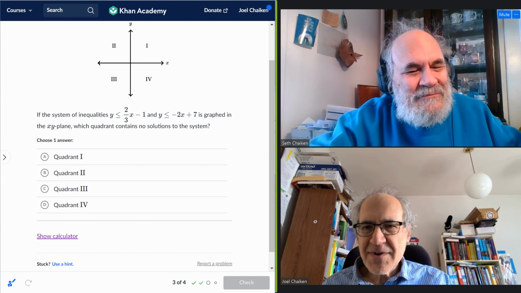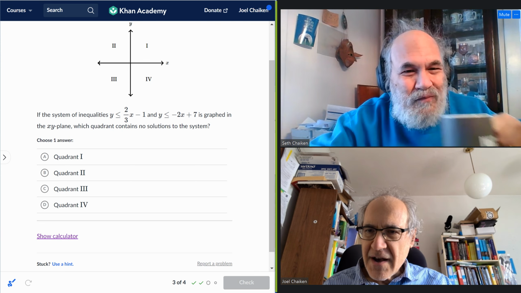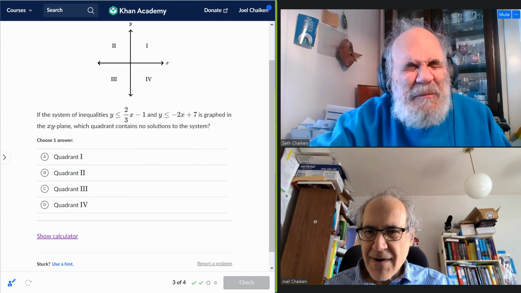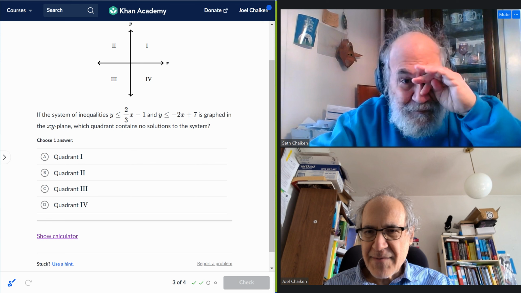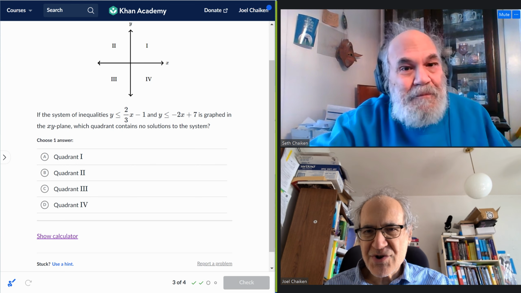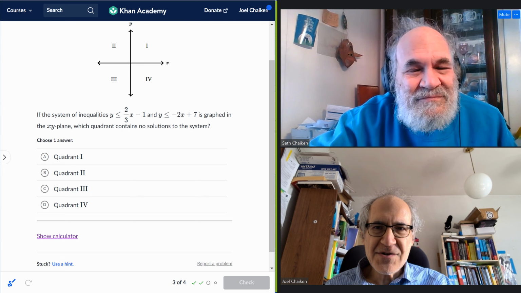Here we have our question. Please try it, pause it, come back, and we'll do it now. Okay. If the system of inequalities is graphed in the xy plane, which quadrant contains no solution to the system? It smells like there's more than one way to do this.